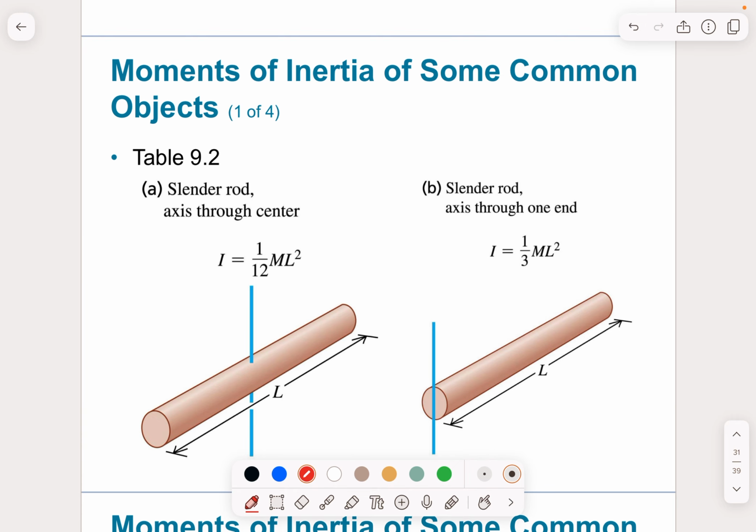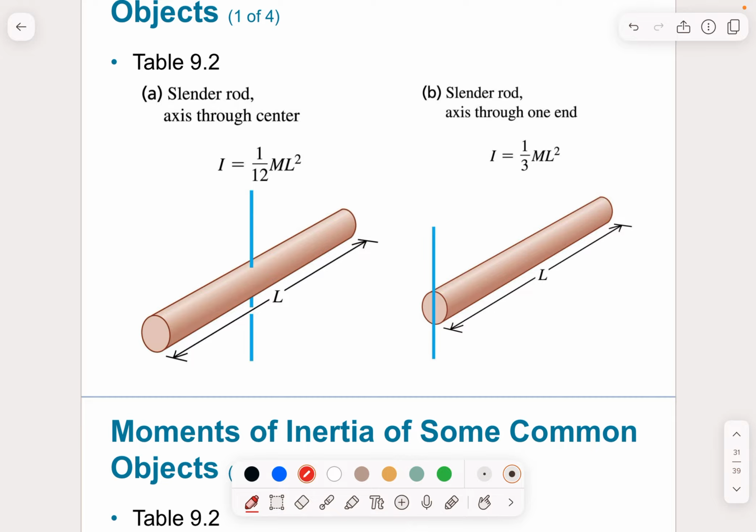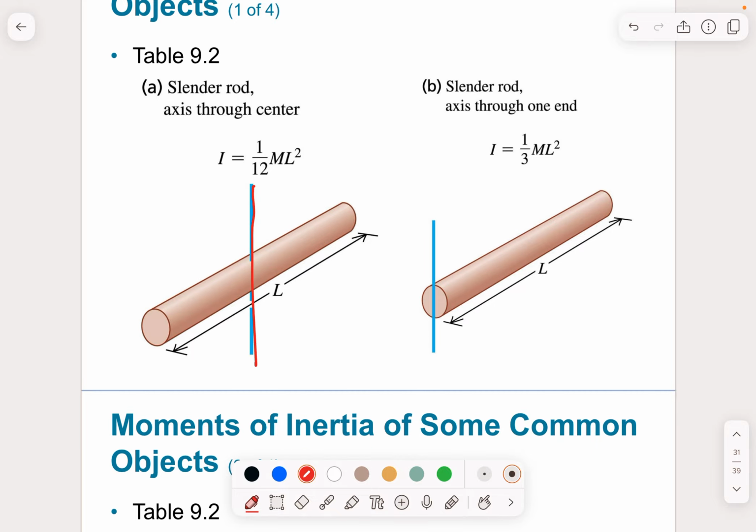So there are many different types of standard objects that we have already calculated the moment of inertia for, all right? And so these calculations have already been done. So these are ones that you can just memorize and reuse. So if you're dealing with a situation of a rod and the rod is rotating about its center, well then that moment of inertia is going to be 1/12 ml squared. And if you're dealing with a rod, but the rod is rotating about an end, well then its moment of inertia will be 1/3 ml squared.